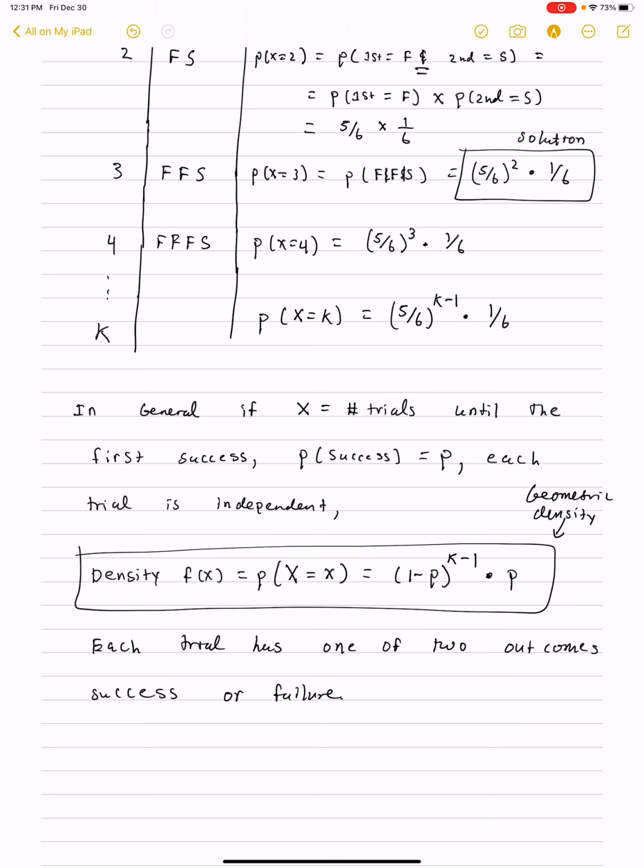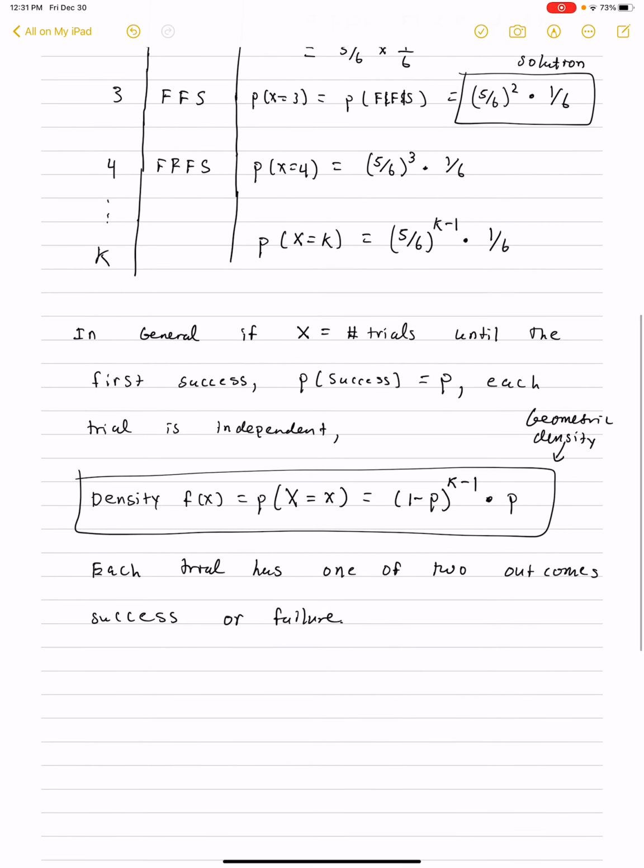In future examples we will use this density function if the problem meets these criteria: the random variable being the number of trials until the first success, having one of 2 outcomes, having independent trials, and a fixed probability p of success. Then we will use this formula to solve problems.